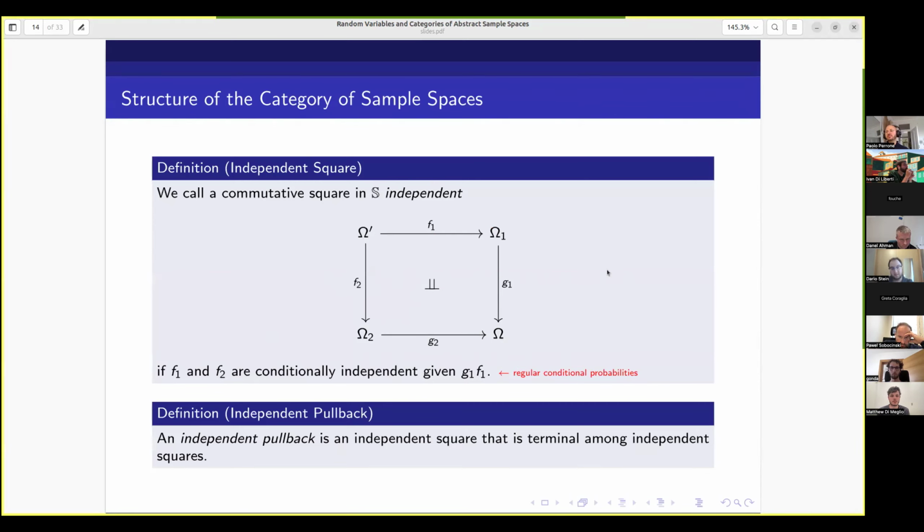So that's a bit of a subtle definition, but it takes this notion of conditional independence, which is really central in probability theory, and puts it as extra structure on the category. So the category is now equipped with this notion of some squares being distinguished, some squares being independent, and it's by this condition. And then we can even say when such a square is an independent pullback, and that's an independent square which satisfies the pullback property with respect to other independent squares. So it's a terminal independent square.